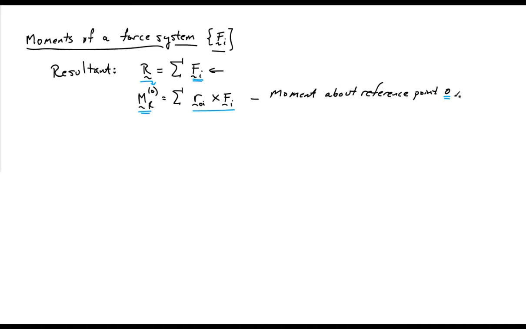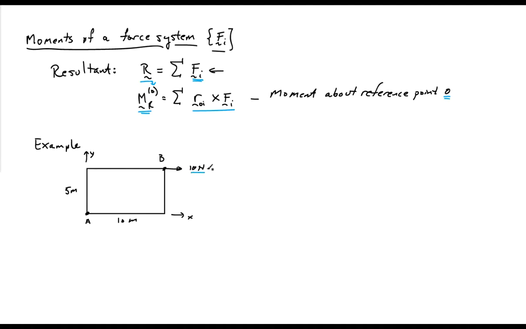So let's go ahead and look at an example to see how this works out. Let me consider a rectangular object, 5 meters by 10 meters, that's subjected to a 10 Newton force in the x direction. Let's look at a characterization of this force system relative to the 2 points A and B. So let's start with B. I'm going to set the reference to B.